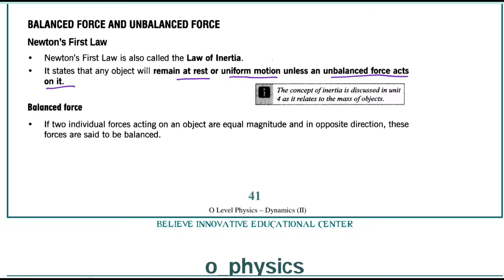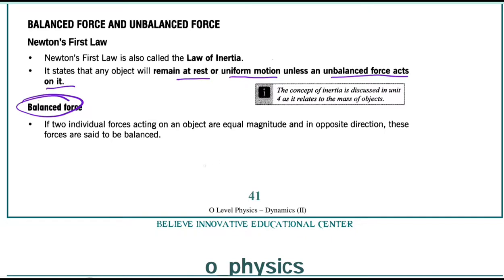So the first law of motion states that anything remains at rest or at a uniform velocity unless there is an unbalanced force that acts on it. It also helps us understand balanced forces as well as unbalanced forces. On balanced forces: if two individual forces acting on an object are of equal magnitude and in opposite directions, then these forces are said to be balanced. Is that okay?